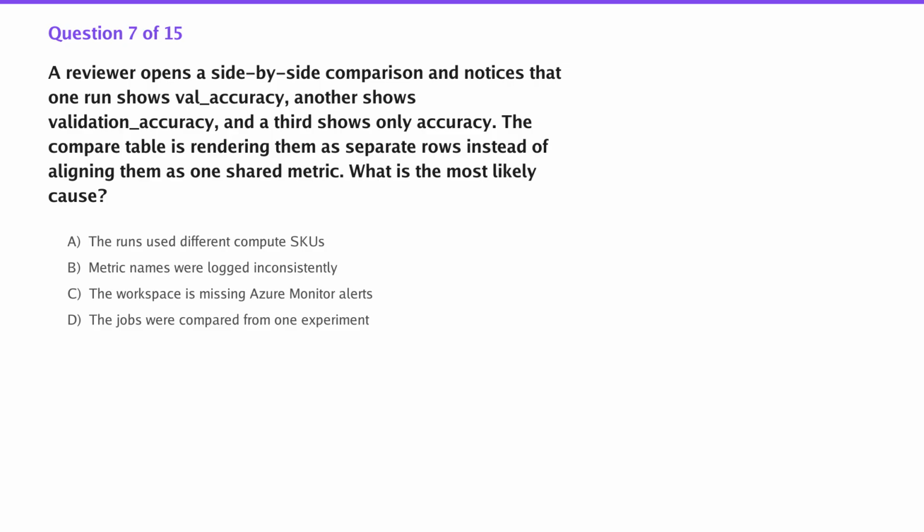Option A, the runs used different compute SKUs. Option B, metric names were logged inconsistently. Option C, the workspace is missing Azure Monitor alerts. Option D, the jobs were compared from one experiment. The correct answer is option B, metric names were logged inconsistently.